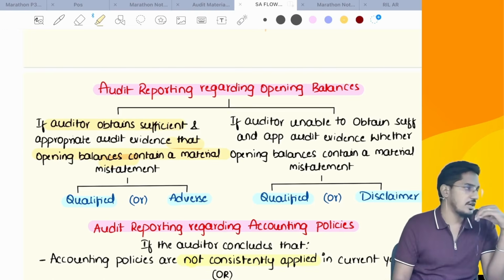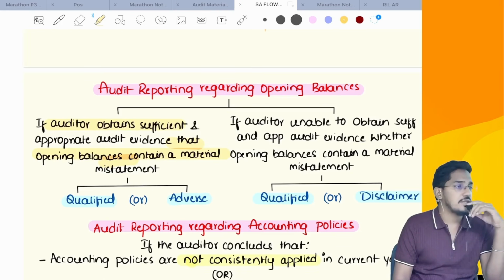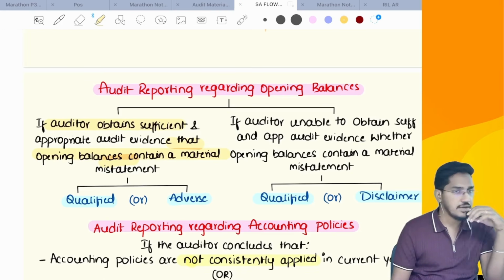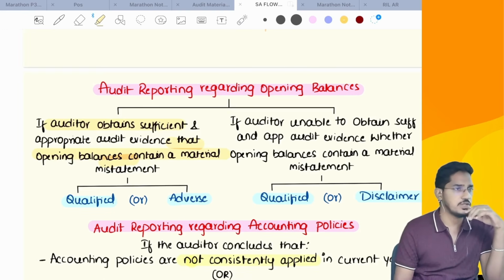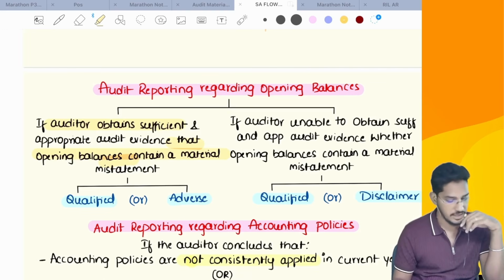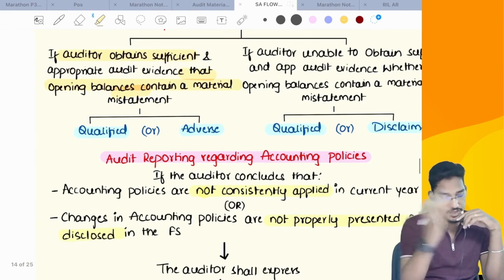What will be the other case? You already know. You are unable to obtain sufficient and appropriate audit evidence to determine whether opening balances contain a material misstatement or not. Then what should you do? Either you should give a qualified opinion or disclaim, depending on whether the possible effect is material or material and pervasive. Understood? Next.